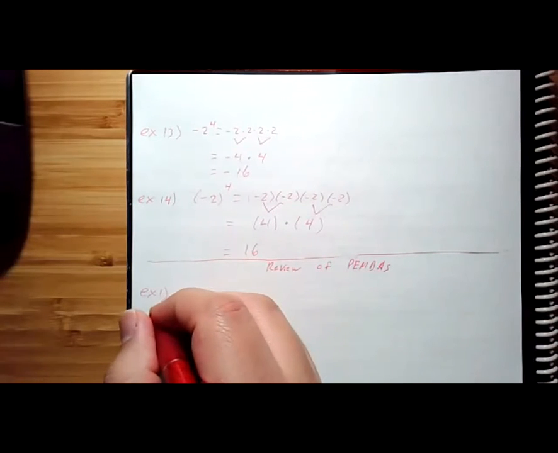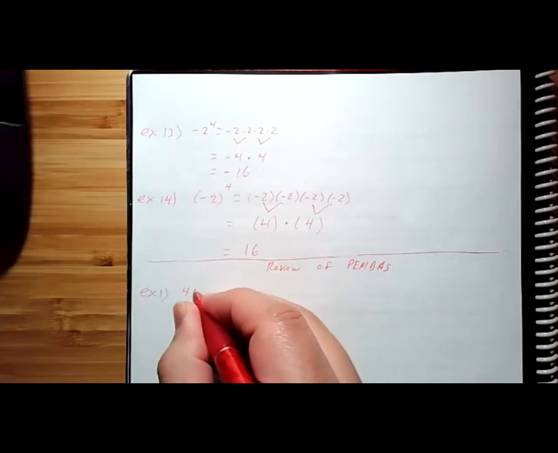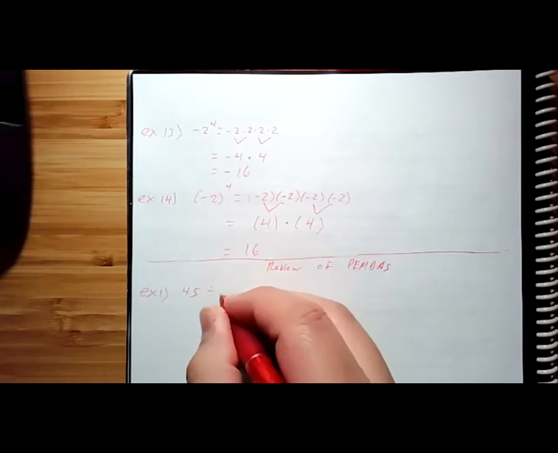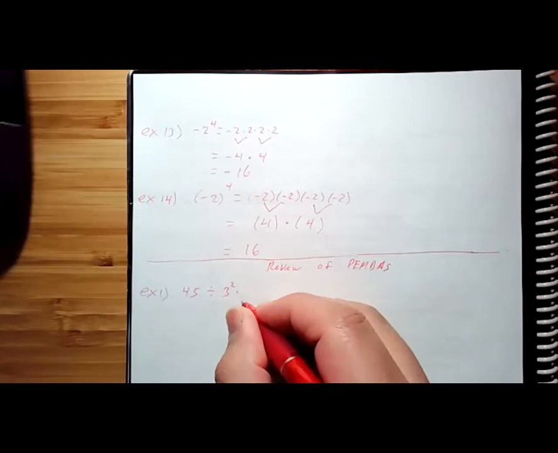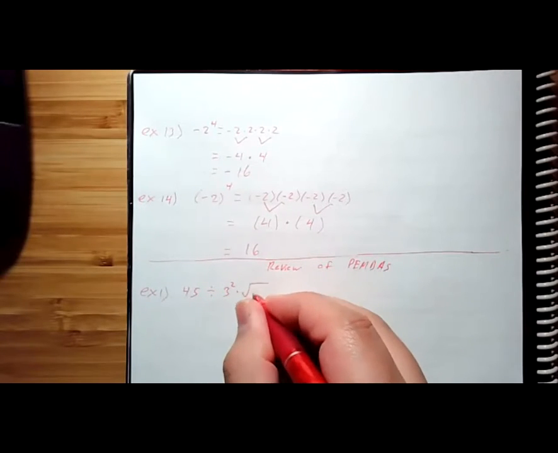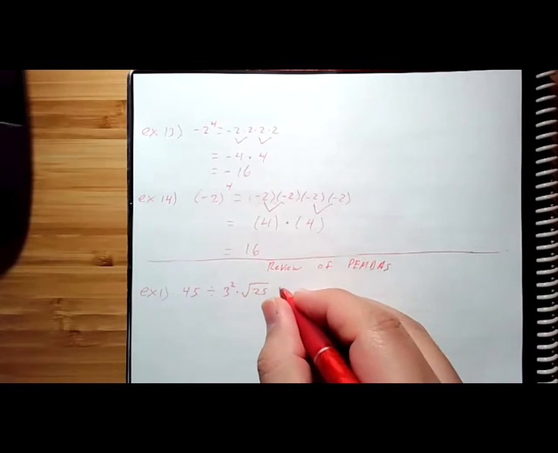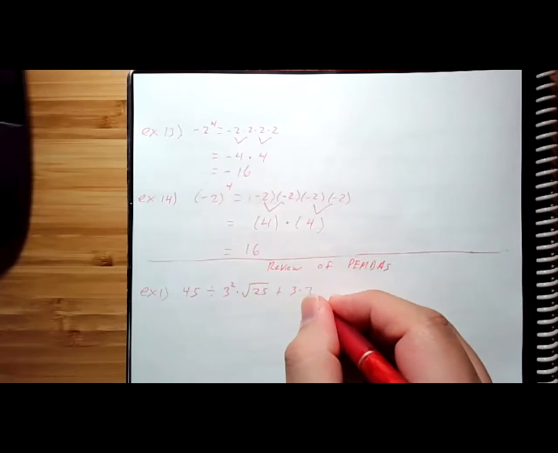Okay, so 45 divided by 3 squared times the square root 25 plus 3 times 7 squared.